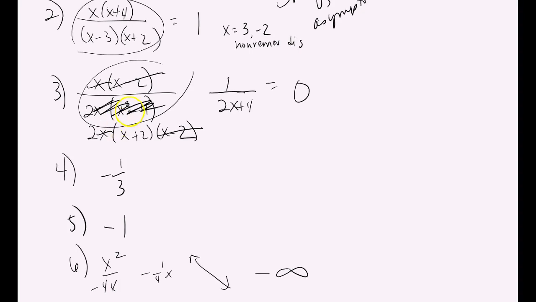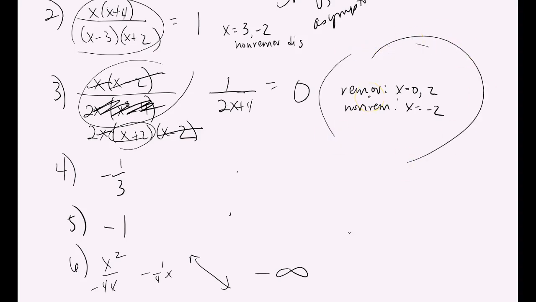Did anything cancel here? Oh yeah. So here we have a removable at x equals 0, where that one canceled, x equals 2, and then what was left behind in the denominator? Just that one, right? So non-removable at x equals -2. So feel free to keep doing that on these other ones. I didn't factor those, but you can if you want the extra practice, and we'll definitely talk about more of this kind in tutorials as well.